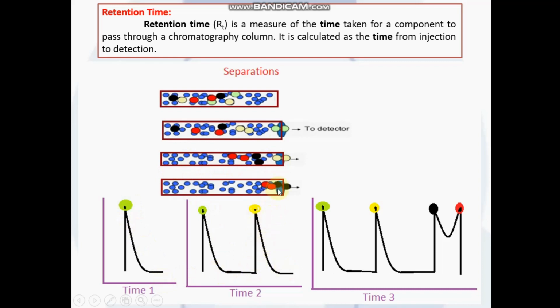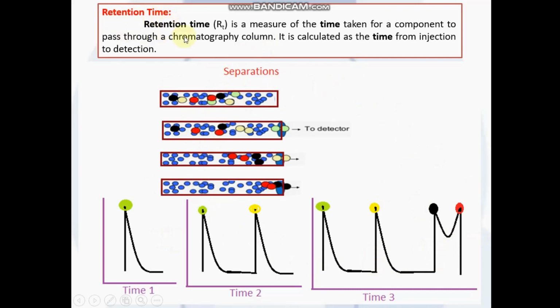And the third component, black, and this red are very close to this detector, and the retention time, or the time taken to travel through this detector, is very close. So the peak is like this. So this is a separation. It's a model of separations that happen in a gas chromatographic column. Here, another important term: retention time, or RT.